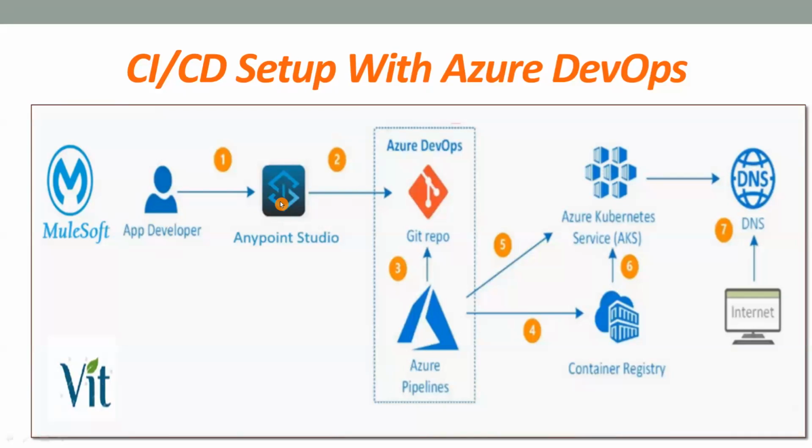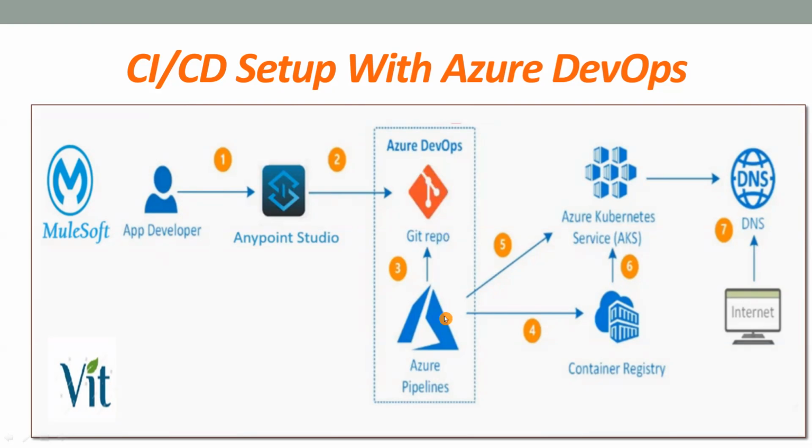Then what we are going to do is, we are not going to log in to Anypoint Platform and we are not going to use Runtime Manager to deploy our application. We are going to push our code into our shared repository. So what is that? Azure DevOps. There we are going to create one repository, the same as a GitHub repository. There we are going to push our code. This is our second step.